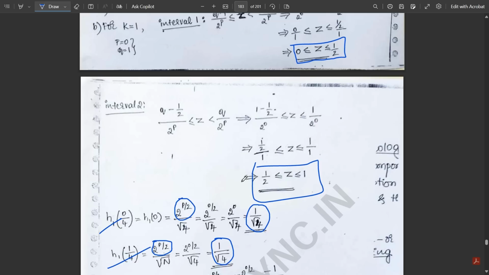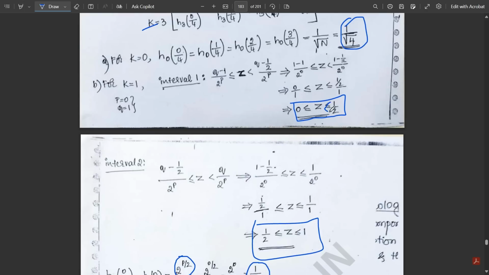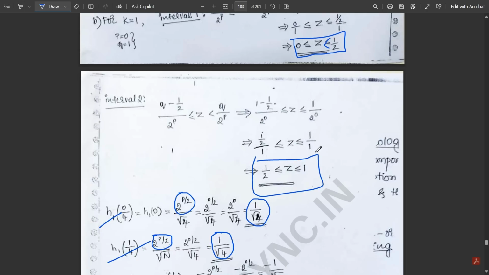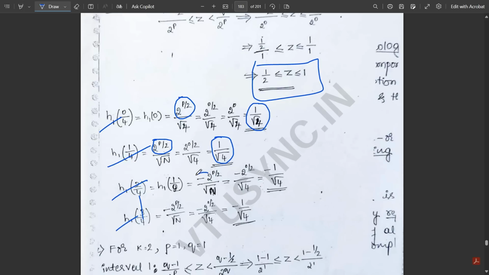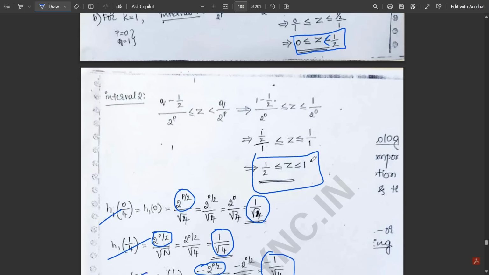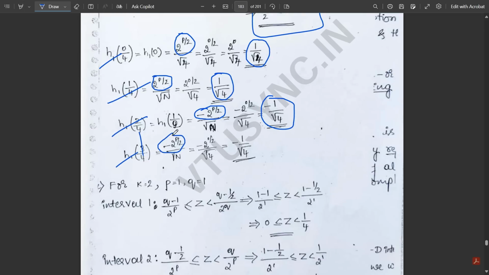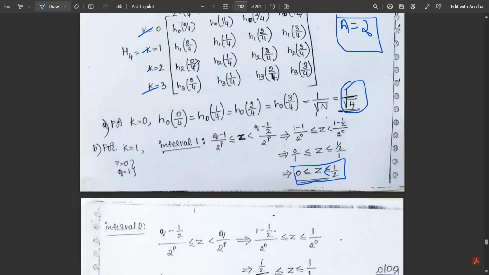So now 1 by 2 is not in this range because it is strictly less than 1 by 2. Okay, so that's why it would be coming in this range now, where z is between 1 by 2 and 1, that is, greater than or equal to 1 by 2 and less than 1. So that's why you should now take minus 2 to the power p by 2 divided by root n. So minus 2 to the power 0 by 2 divided by root 4, that is minus 1 by root 4. Next, for h1 of 3 by 4, again 3 by 4 lies in this range. Take that minus 2 to the power p by 2, second condition, and substitute it, and we would be getting our answer as minus 1 by root 4. Okay, like that we got all these four values in the second row elements.